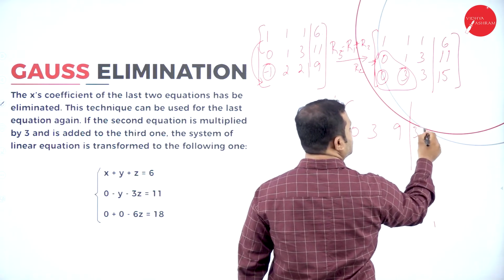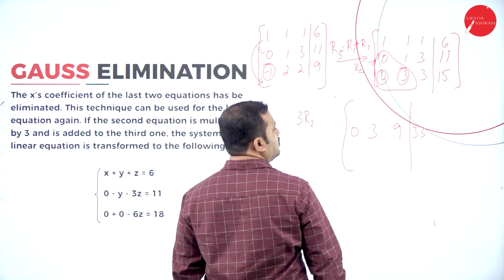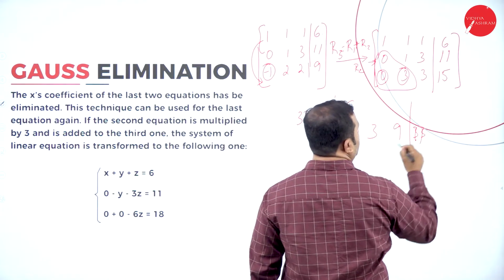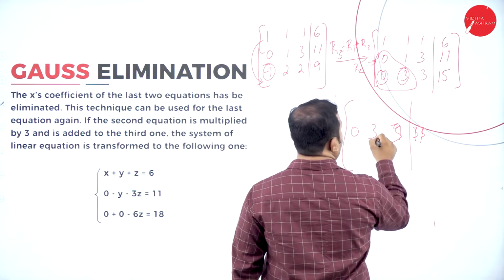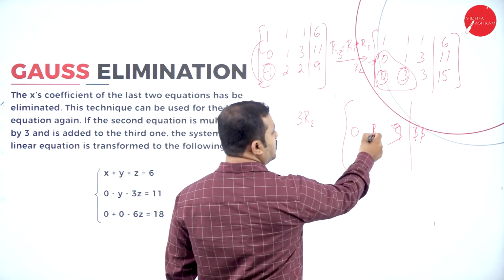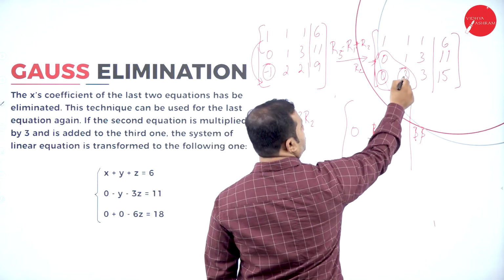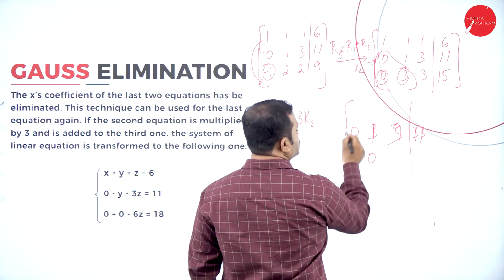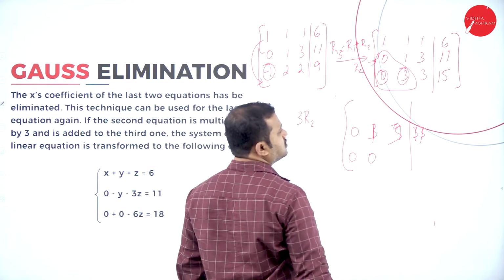11 into 3, that turns out to be the value 33. But let me keep the values as it is. That is 11, 3, 1. But what is the calculation I have got here? I have got 3. 3 minus 3, that turns out to be the value 0. This becomes 0. So this also becomes 0 minus 0, that turns out to be 0.